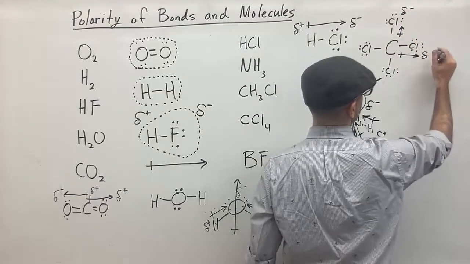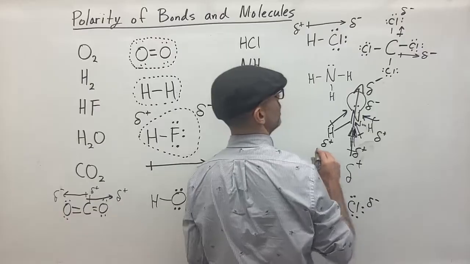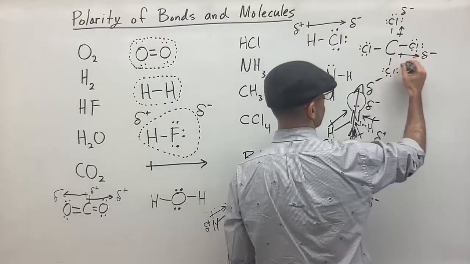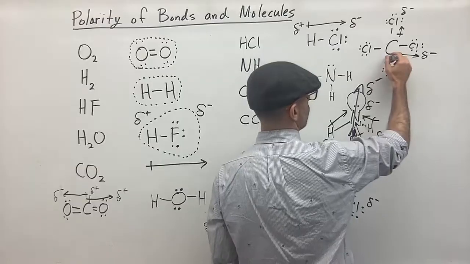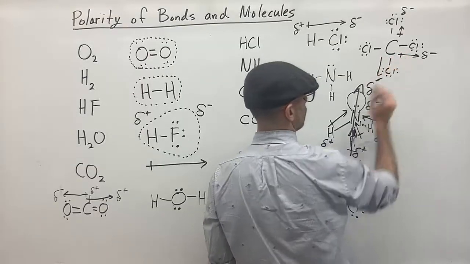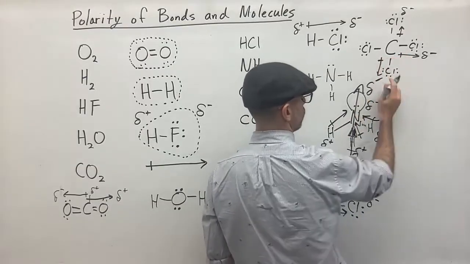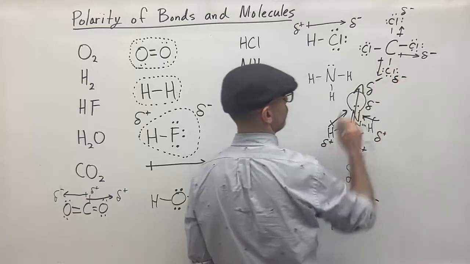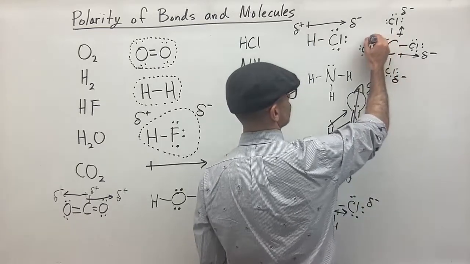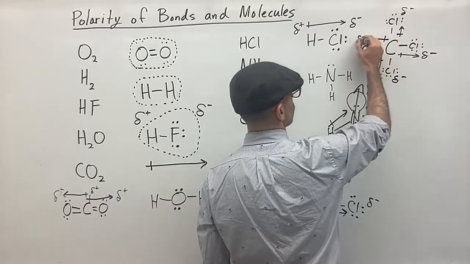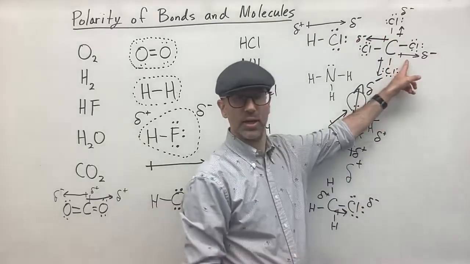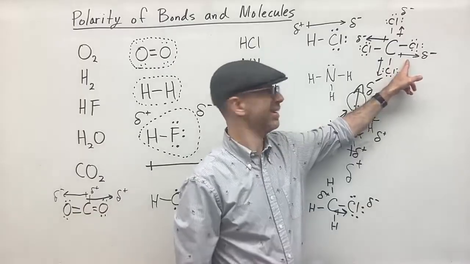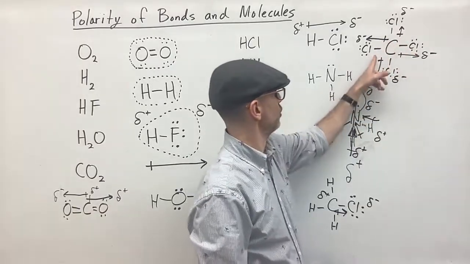So you're going to have a partial negative there. That should be a negative. So again, for the chlorine on this chlorine here, it's going to be pulling on the electrons towards it. So this is going to be a partial negative. And again, in this direction here, you're going to have a partial negative there. So all of the bonds have polarity in this molecule.